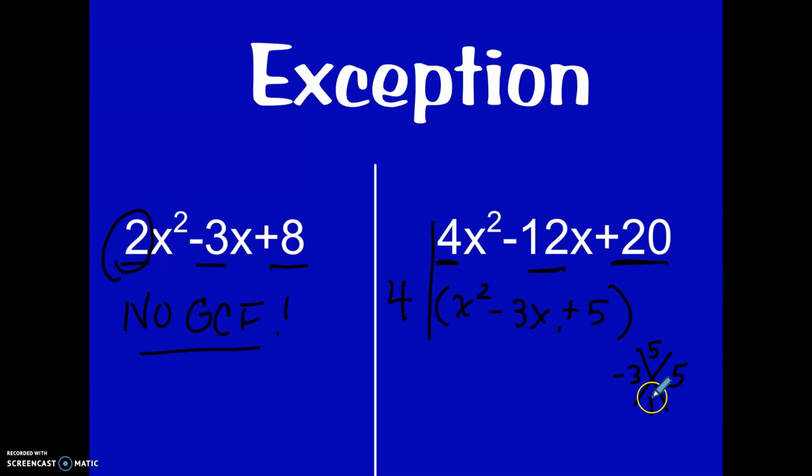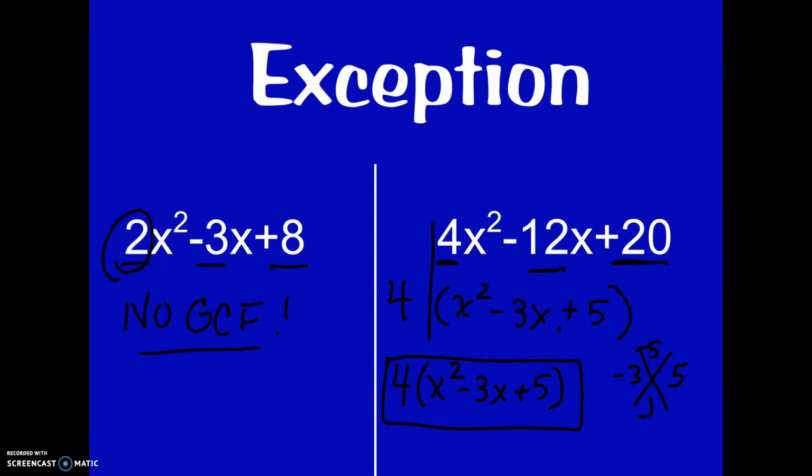But there's no combination where I could add 5 and 1 together to get negative 3. Even if I made both of these negative, that would end up making it a negative 6. So this one, you can't keep going any further, even though it looks like you should be able to do sum and product. So my final answer for factoring this one would be to just leave it in this format. So sometimes we can keep going and sometimes we can't.